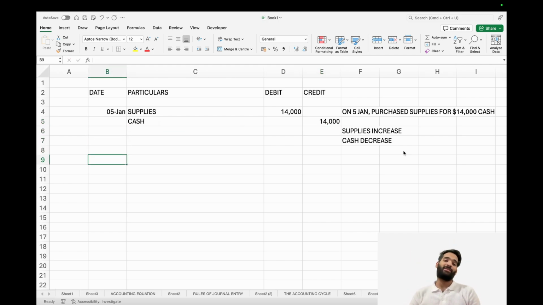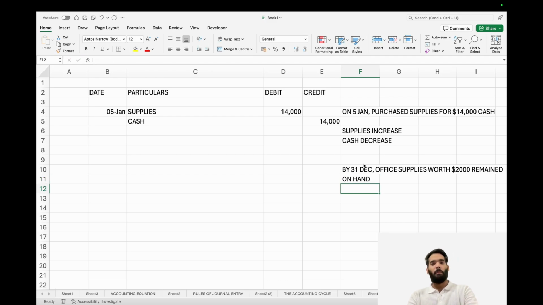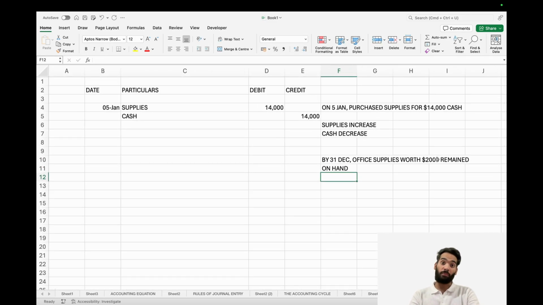Now what will happen is, by the end of the year, some information like this will be available. Let's say by 31st December, office supplies worth $2,000 remained on hand. Means by the end of the year, only $2,000 worth of supplies were still with us, right? Everything else we've already used.